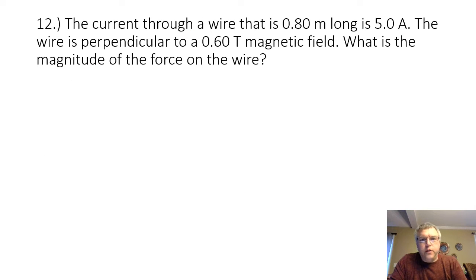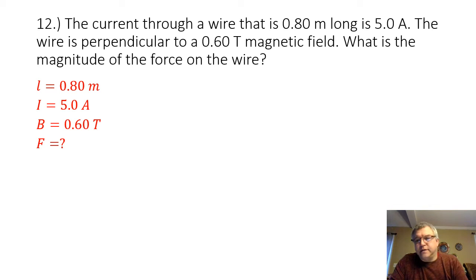Problem 12. The current through a wire that is 0.80 meters long is 5.0 amps. The wire is perpendicular to a 0.60 Tesla magnetic field. What is the magnitude of the force on the wire? Again, looking at our known values, we are given the length, which is 0.80 meters, the current of 5.0 amps, the strength of the magnetic field at 0.60 Tesla, and we are being asked to find the force.